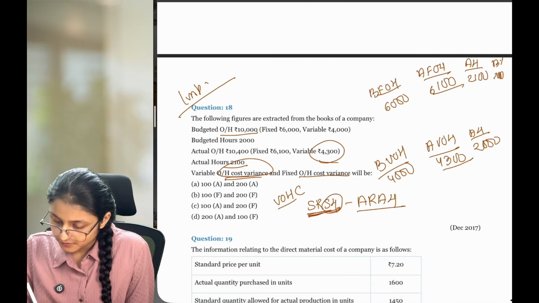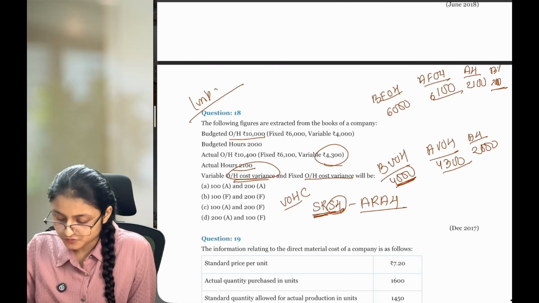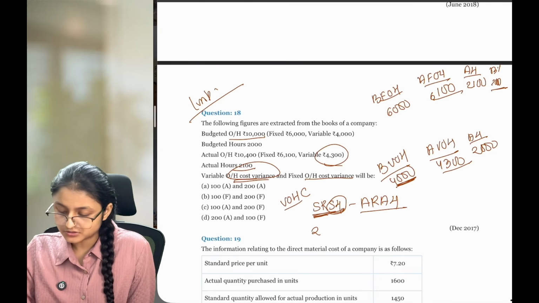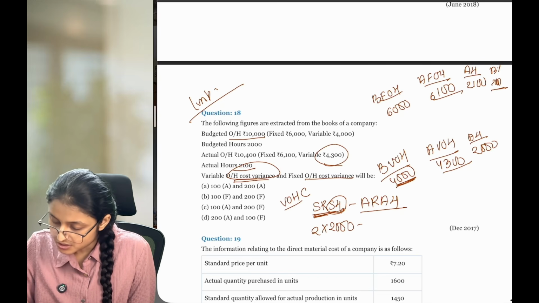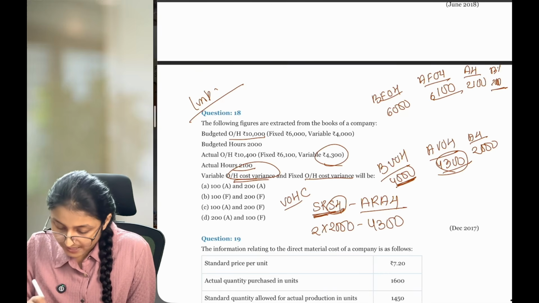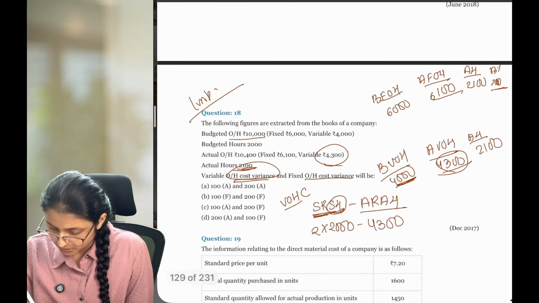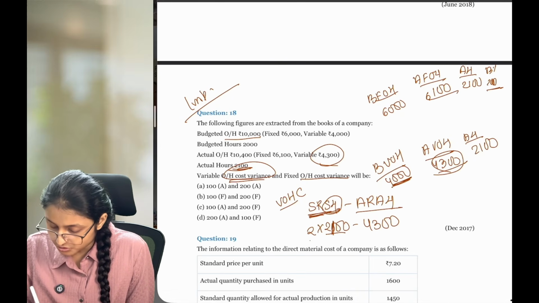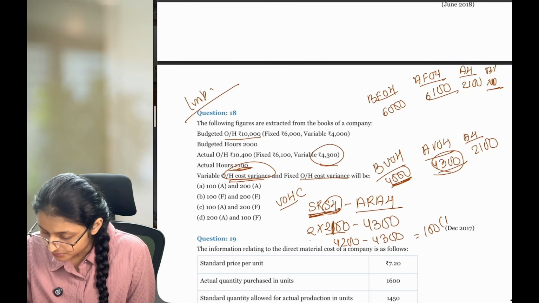For standard rate of variable overhead, you're going to take the budgeted hours, which is 2,000, and budgeted variable overhead, which is 4,000. So standard rate is 4,000 divided by 2,000, multiplied by standard hours, which is not there, hence we are going to use the actual hours only. Minus actual rate into actual hours is your actual overhead, which is 4,300. Actual hours is 2,100, not 2,000. So 2,100 into 2 will give you 4,200 minus 4,300 is equal to 100 adverse.